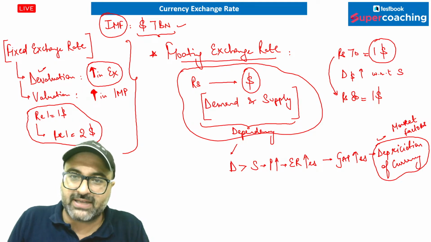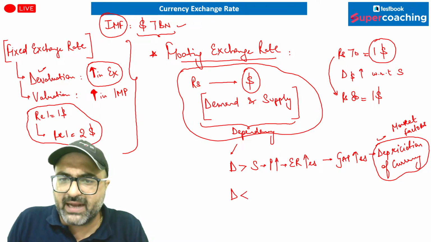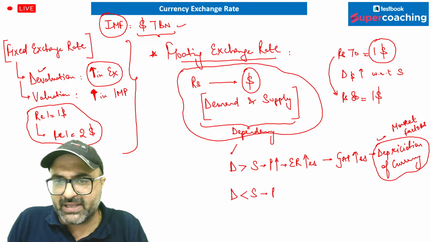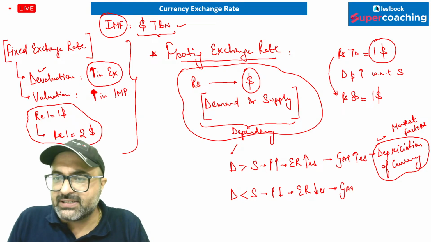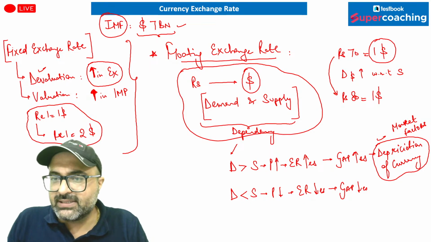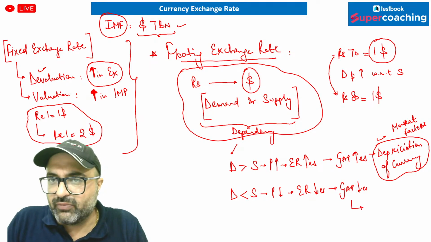Now, on the other side, if demand is less than supply, then the price will decrease, which means the exchange rate will decrease, the gap will decrease, and the same currency, or $1, will be available at 65 rupees.